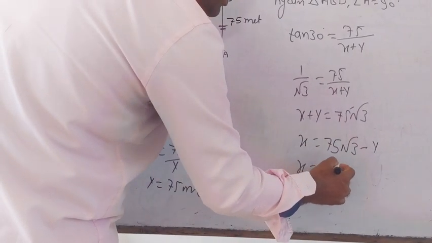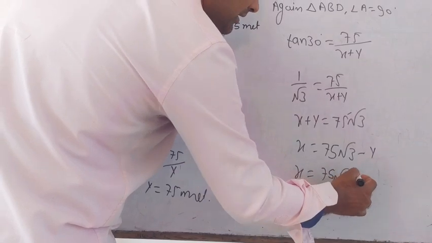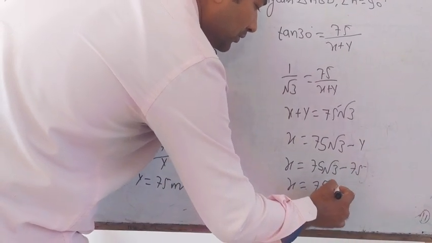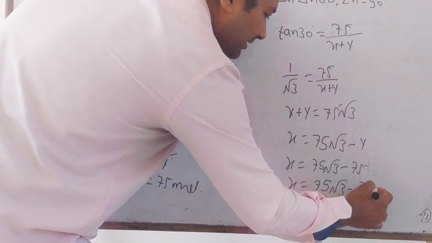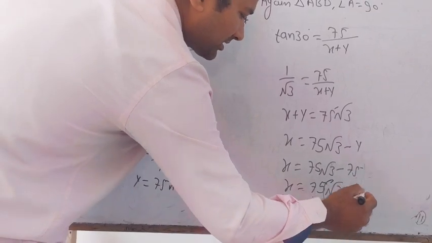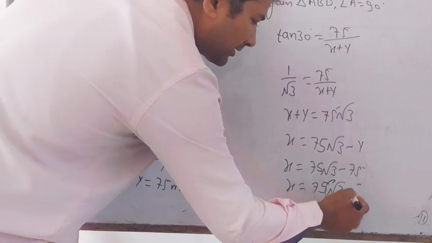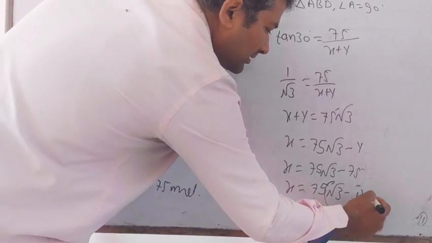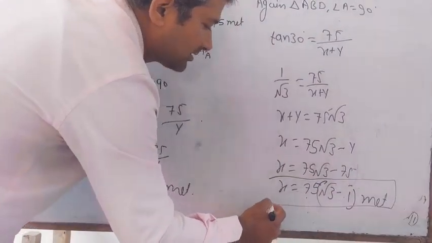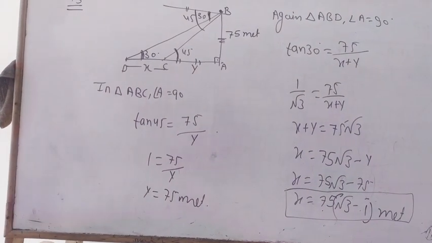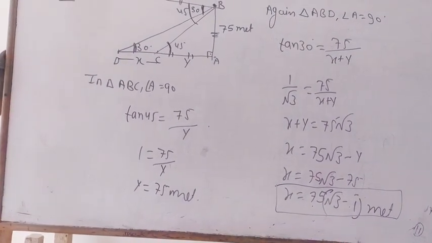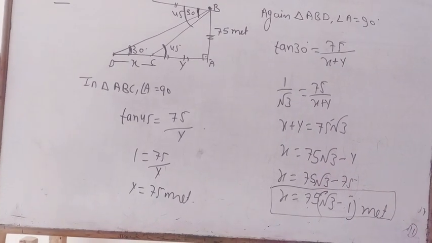So x equals 75 root 3 minus 75. Taking 75 common from this step, 75 will come common, and root 3 minus 1, meter. This is the final answer. Final answer is 75 times (root 3 minus 1) meter. I hope every point is clear over here.